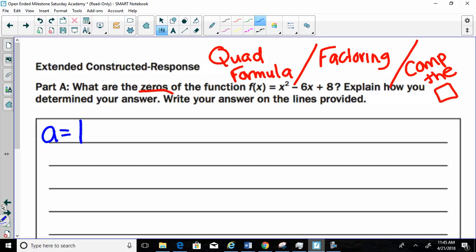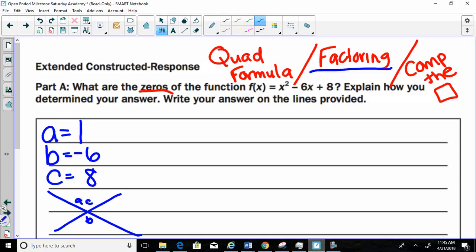Negative. A is 1. Remember, it's a leading coefficient. Negative 6 and C. Wait, is this the one with the X? Yeah, and that's called factoring. So make sure if they ask you, you have to explain that this is factoring. So that's the one I'm using.